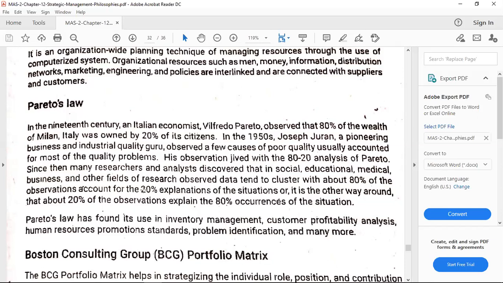Or 20% of what we have seen would account for 80% of the occurrences. So this is very true in experiments, in social sciences, and other fields of research. If we observe just a sample, that can be very powerful to detect or explain 80%.